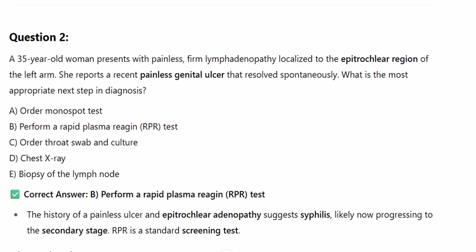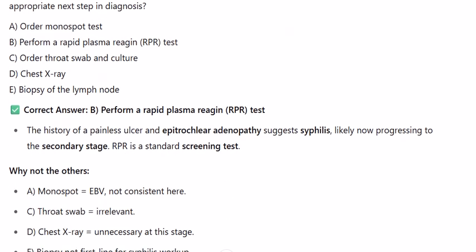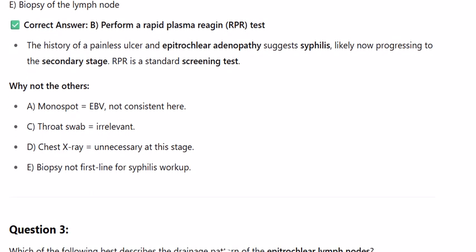Correct answer B. Perform a rapid plasma reagent, RPR test. The history of a painless ulcer and epitrochlear adenopathy suggests syphilis, likely now progressing to the secondary stage. RPR is a standard screening test. Why not the others? A. Monospot: EBV, not consistent here. C. Throat swab: irrelevant. D. Chest x-ray: unnecessary at this stage. E. Biopsy: not first line for syphilis workup.